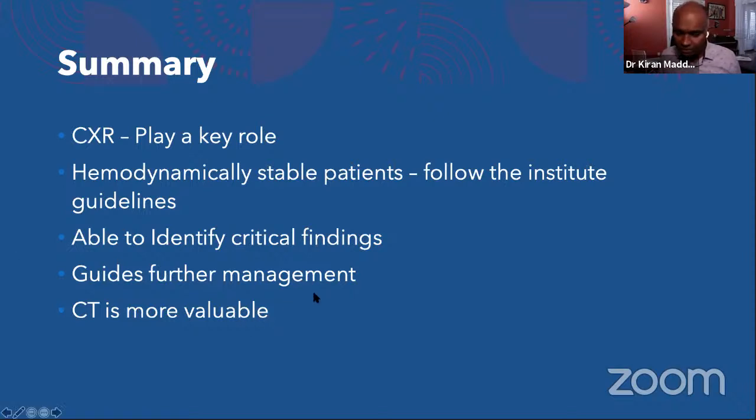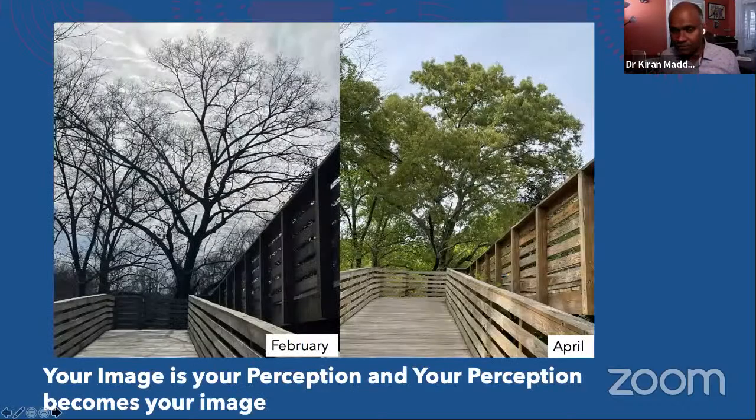It guides further management, and I have shown you how exactly a CT finding looks and how an X-ray finding looks on a CT chest. CT is always more valuable because of the vascular injuries.